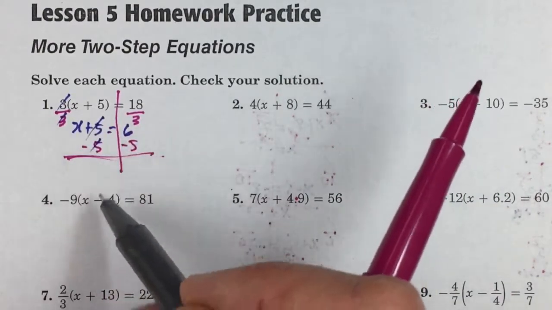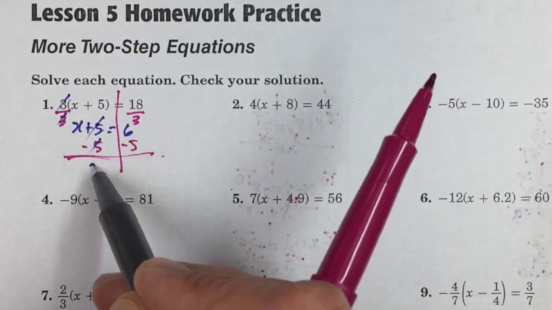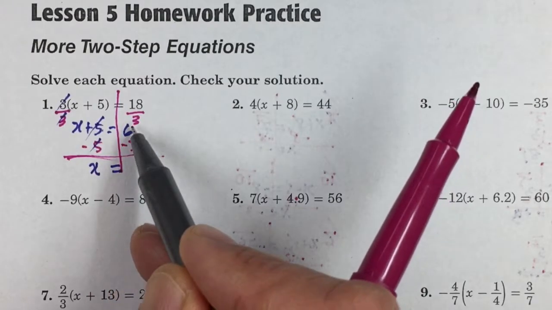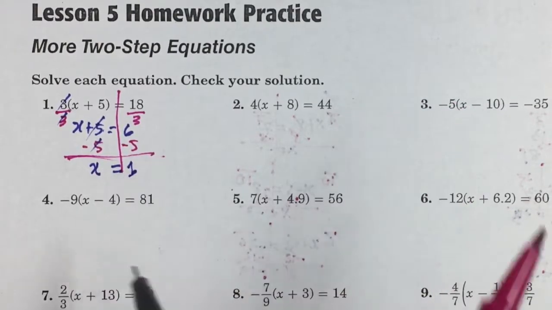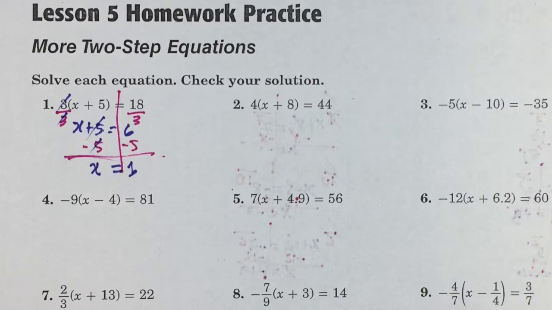And now when I add 5 minus 5, 0, I have a leftover of x equals 6 minus 5 is 1, and x is going to be 1.